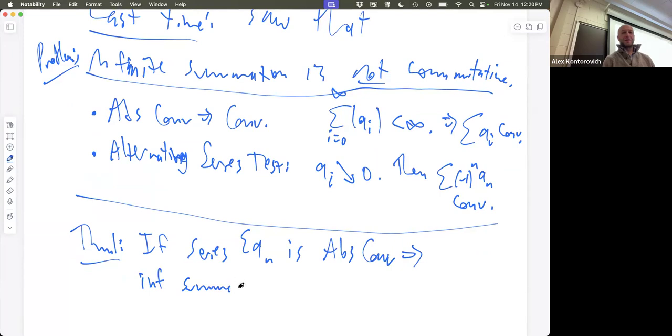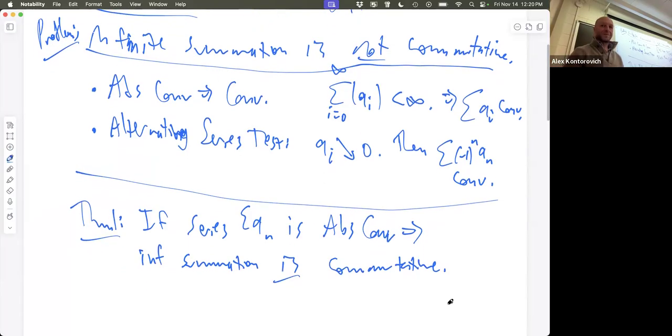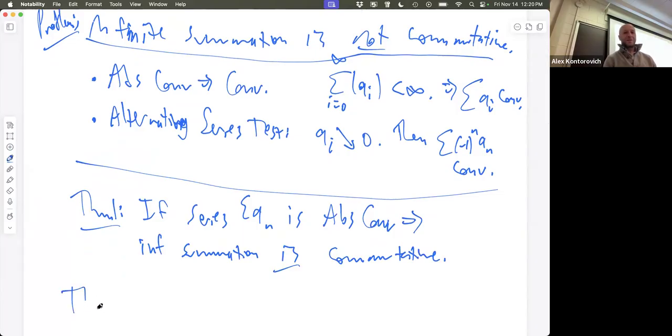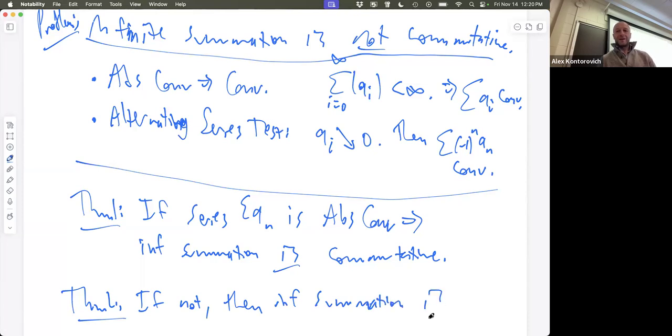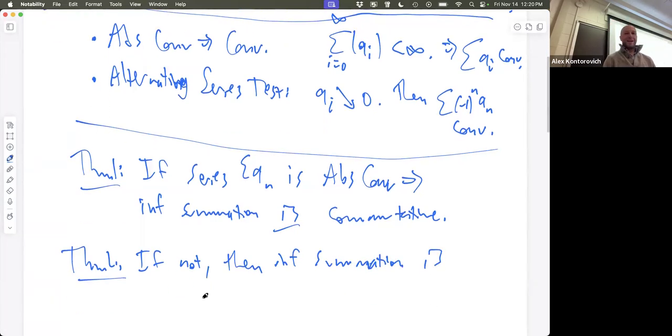Infinite summation is commutative, and we'll make this precise in a minute. Basically, sum the terms in any order you like, and you're going to get the same answer. Theorem two: if a series converges but is not absolutely convergent, then infinite summation is not only not commutative, it's as non-commutative as possible.